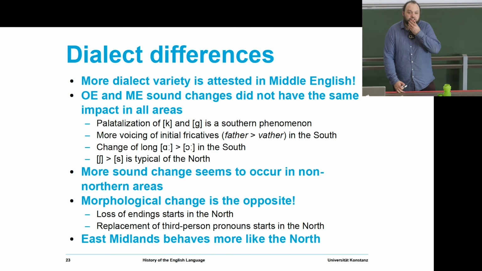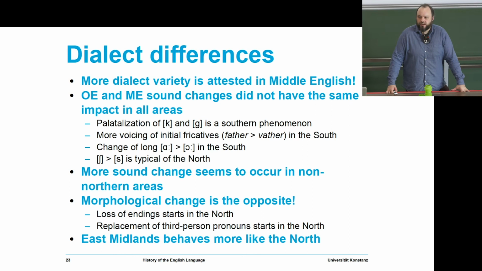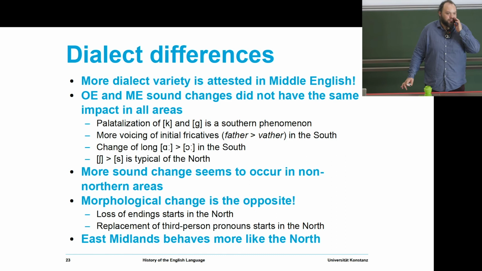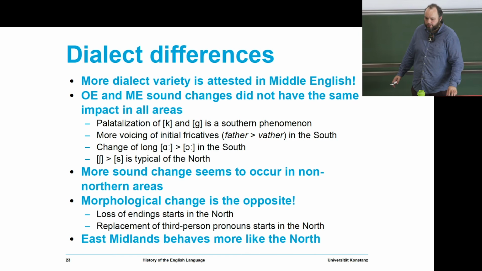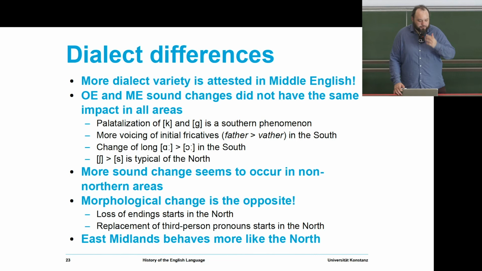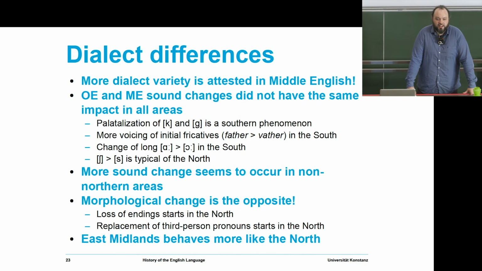Other changes happen in the north. So SH, for instance, the SH sound that we find in Old English, in words like English with a SH, becomes S. Sorry, this actually comes out really horrible when you listen to it on the online audio, I think, if I do too many sibilants and shibilants, but you're just going to have to deal with it. These things are typical of the north of the country. So the word English becomes Inglis with a S.